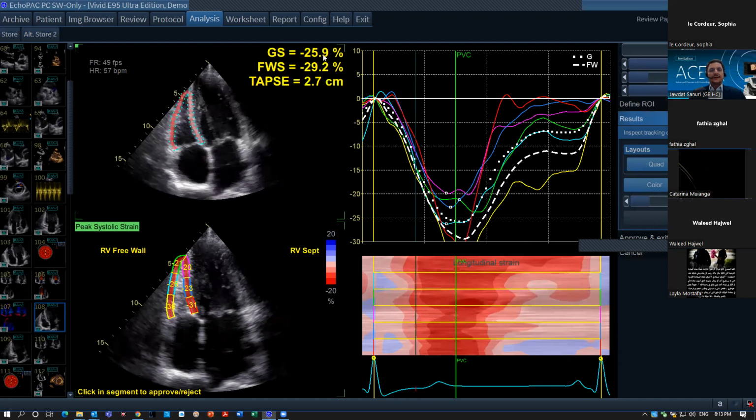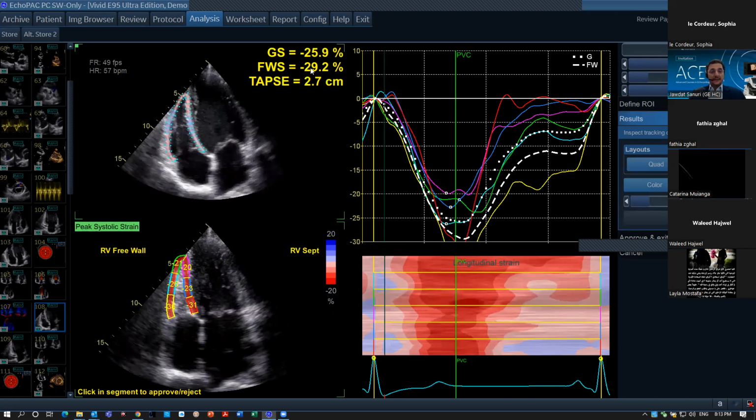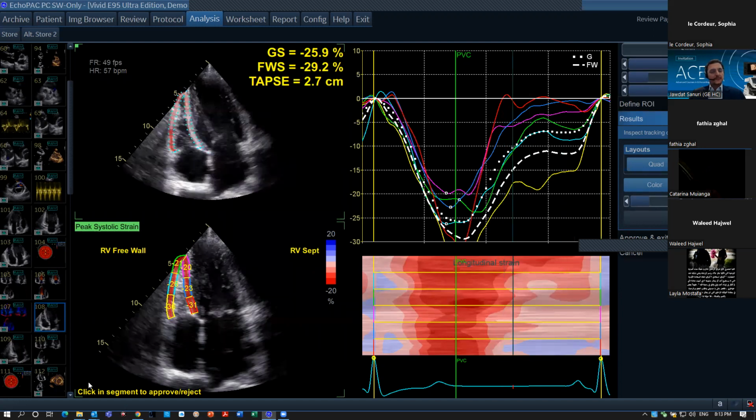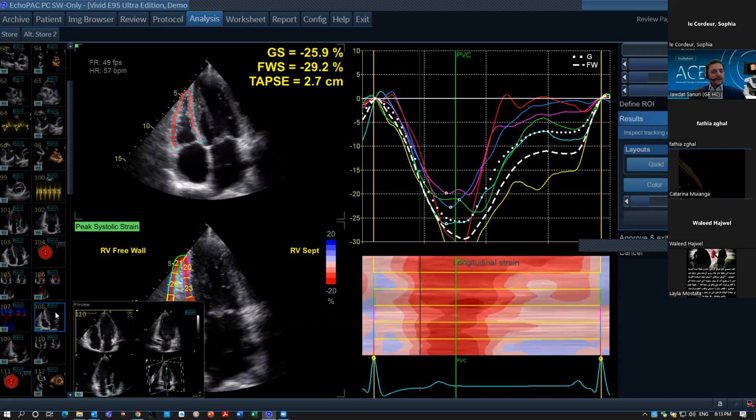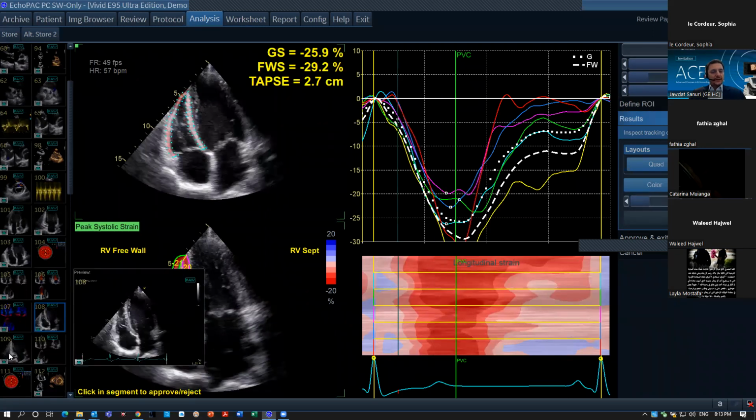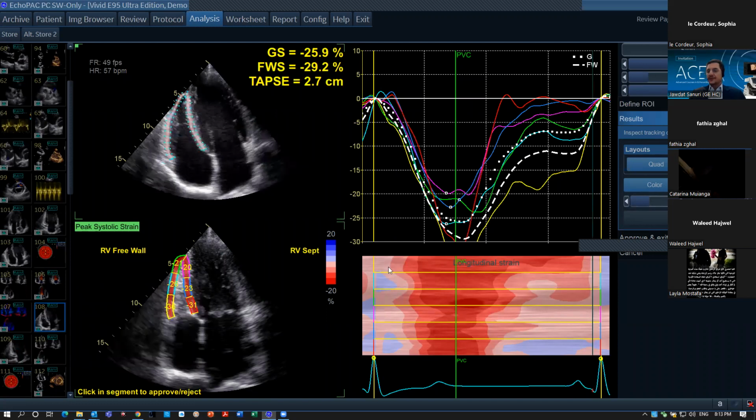And you have the global strain for the RV, minus 25. The free wall strain, again, always higher, minus 29%. And the TAPSE, 2.7 centimeters displacement. So this is for the RV strain. We also have the 4-chamber and 2-chamber, so I'll show you how we can do the LA strain.